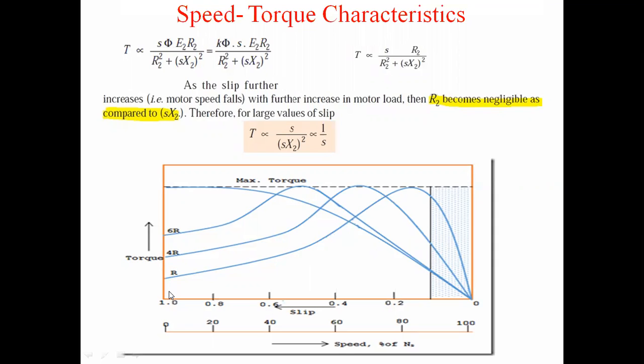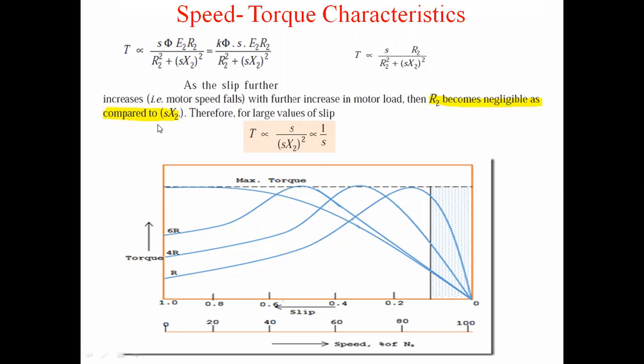Similarly, for this case, once I reach the maximum value of torque, the induction motor cannot further create any torque, and this torque we call unstable torque, and hence your motor gradually comes to a stop or stationary position. Okay, so this we can explain by using this equation. As the slip further increases, that is the motor speed falls, with the further increase in the motor load, then R2 becomes negligible as compared to S into X2.